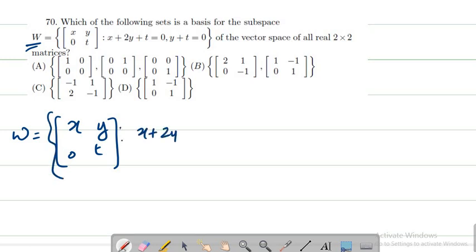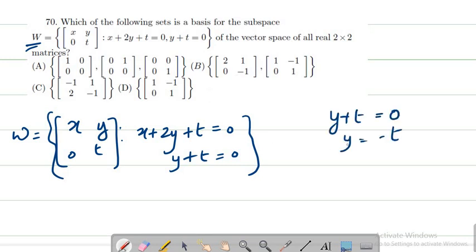x plus 2y plus t is 0 and y plus t is 0. So these two conditions are also there. From this we should try to derive some properties of W. We are given that y plus t is 0, so obviously we can tell that y is equal to minus t. And if you substitute in the first equation, you get x minus 2t plus t is 0, so x is equal to t.